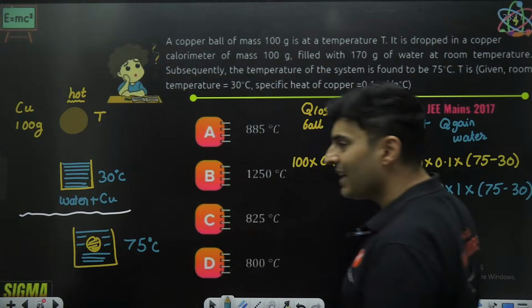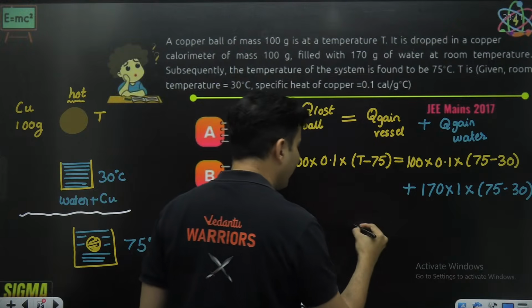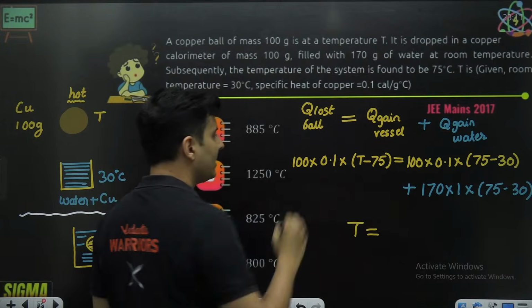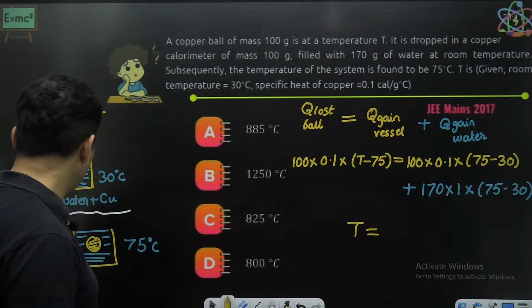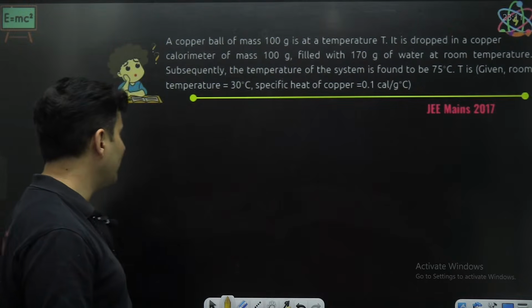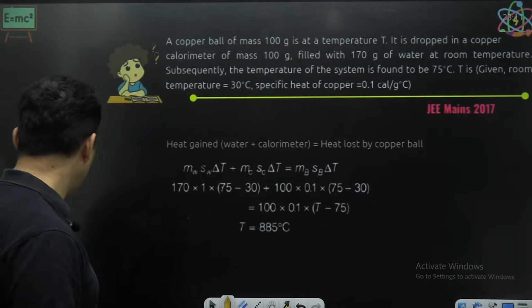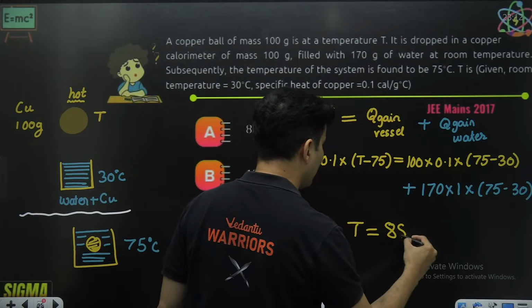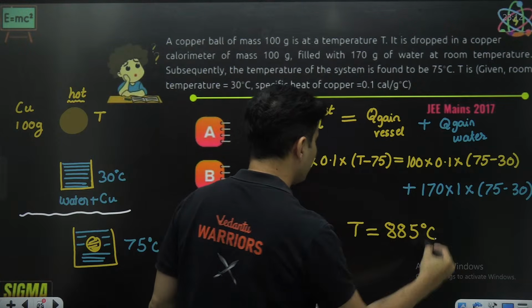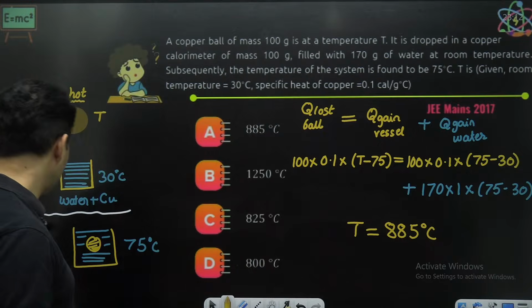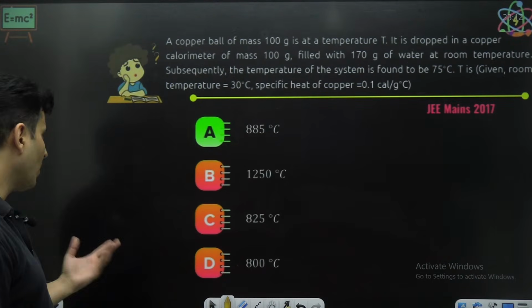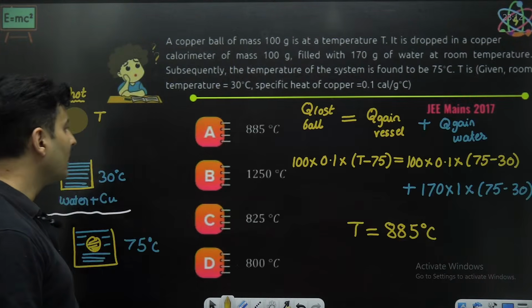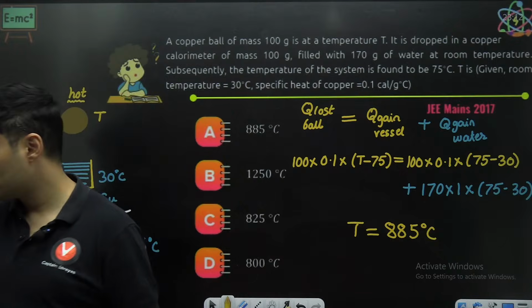In this entire equation, there is only one thing which I do not know, and that is T. Everything else is known. Solving it, you should get the answer, which comes out as 885 degrees Celsius, which is option A, of course. Okay, that's it. Is that clear, guys? How to solve these kinds of questions?